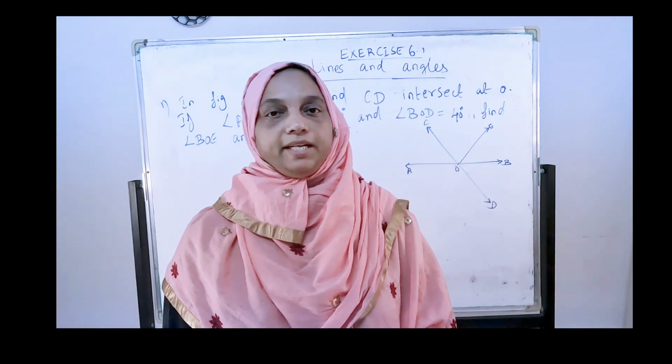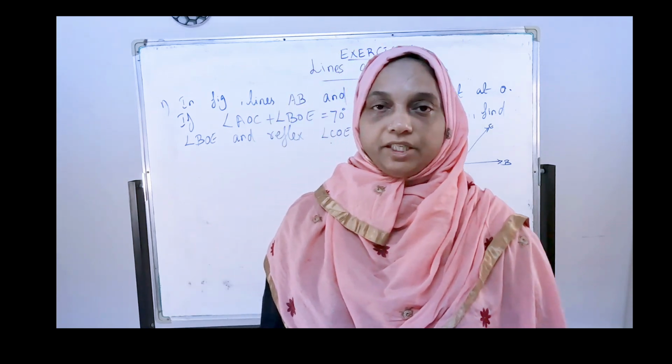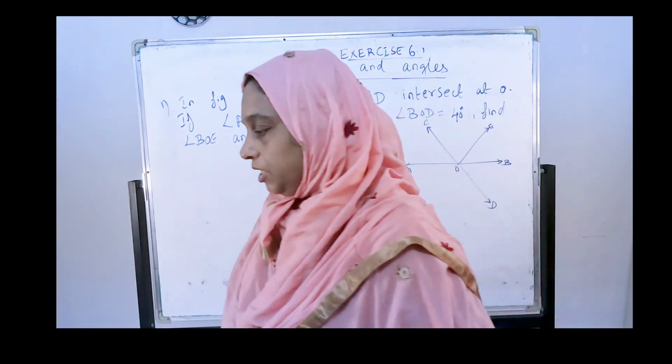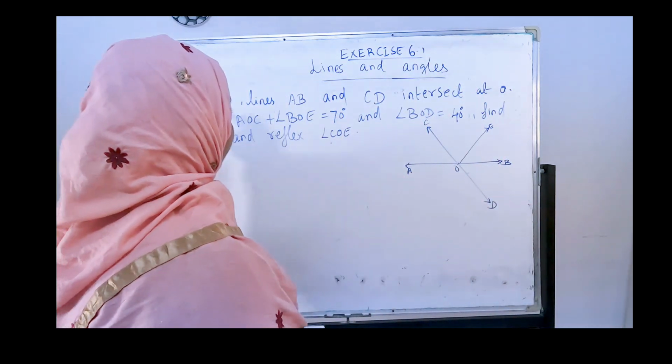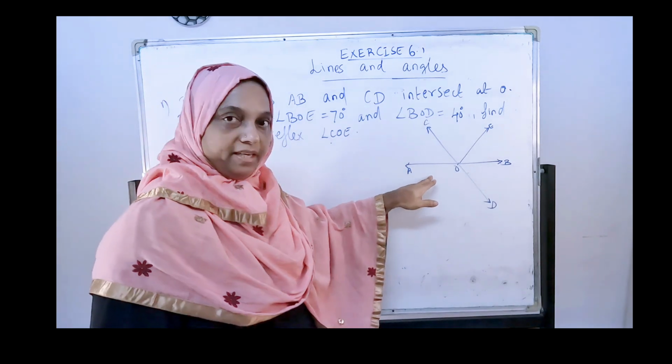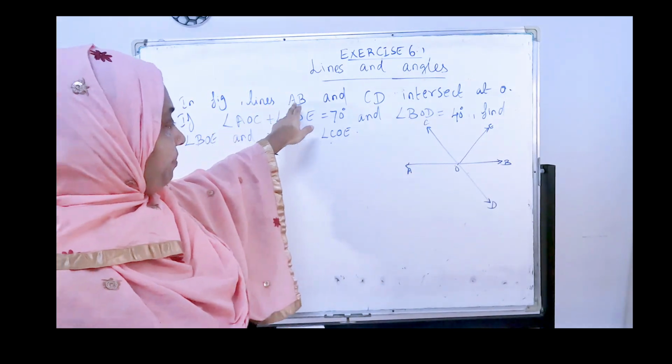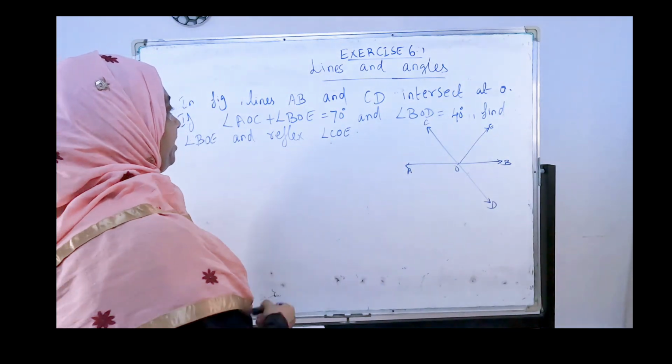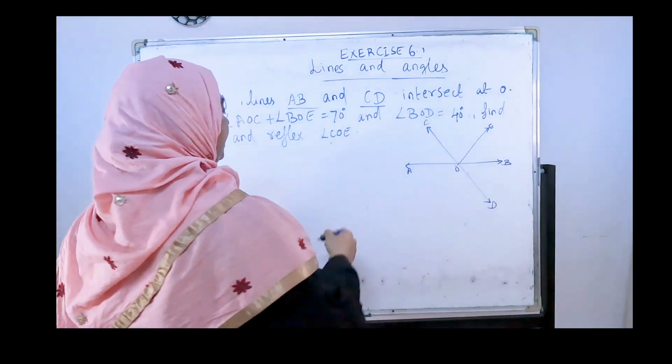Today we are going to see the lines and angles exercise. First exercise we are going to discuss. In this first sum, they will give us a figure. How many lines have they given? AB and CD. Two lines they have given.